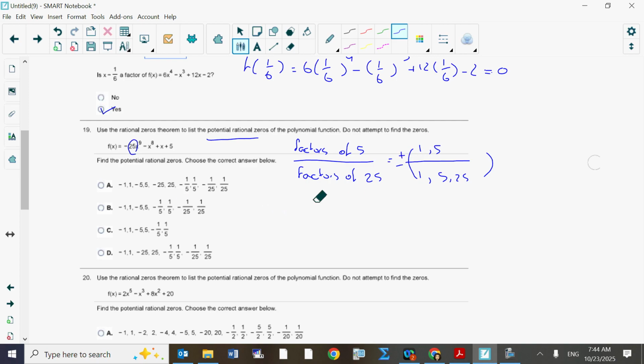Now start dividing. 1 by 1 is 1. 1 by 5, 1 by 25. 5 by 1, 5 by 5, and 5 by 25. Make sure you cross out the ones that are repeated. 5 divided by 5 is 1, which is repeated. 5 divided by 25 is 1 over 5, which is repeated. So we don't need those. So these are the answers, but consider positive and negative. So this will be the answer.